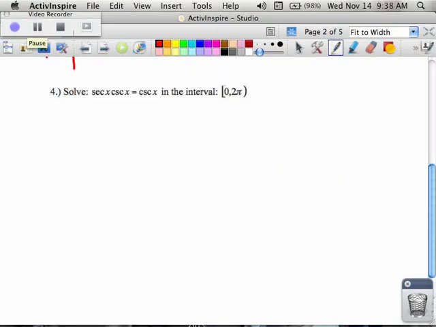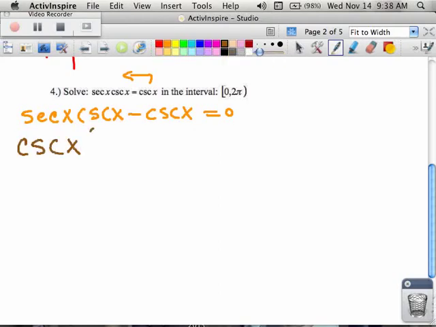I'm thinking that when I see those 2 cosecants, I'm going to put them both on the same side. So I'm going to move this cosecant to the left. So that would give me the secant of x, cosecant of x, minus cosecant of x equals 0. And now noticing that I have two cosecants, I start thinking of the word factor. So I see cosecant in both places, so I factor out a cosecant. And that would leave me with a secant minus 1 equal to 0.